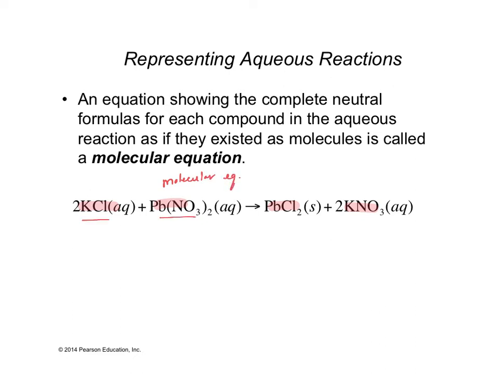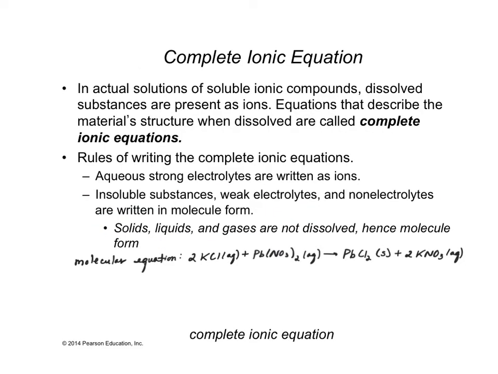But the problem is that we know, especially with respect to these aqueous reactions, that they don't exist together as molecules. All of these ionic compounds instead in water exist as ions, right? This exists as K plus ions floating around and Cl minus ions floating around. This exists as Pb ions floating around as well as nitrate ions floating around. So again, when we write them like this, it is representative of the molecular equation. On the other hand, that isn't the real situation.